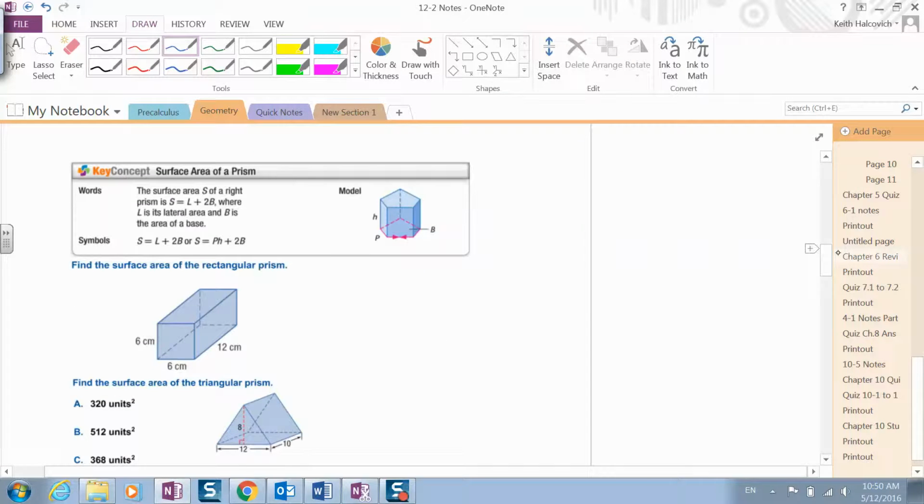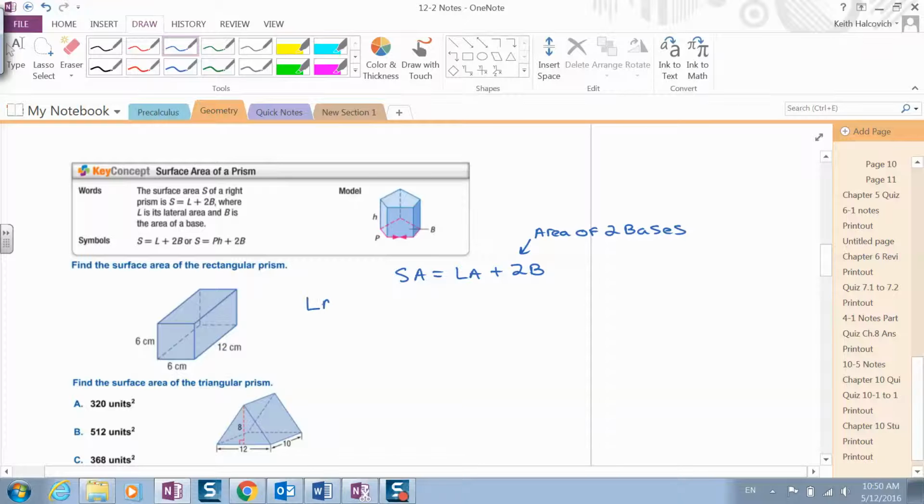Alright, then we have what's called surface area. That's where you combine the lateral area plus the area of the two bases. And that gives you what's called the surface area, or total area. So to find the surface area of the rectangular prism, that means the bases are rectangles.